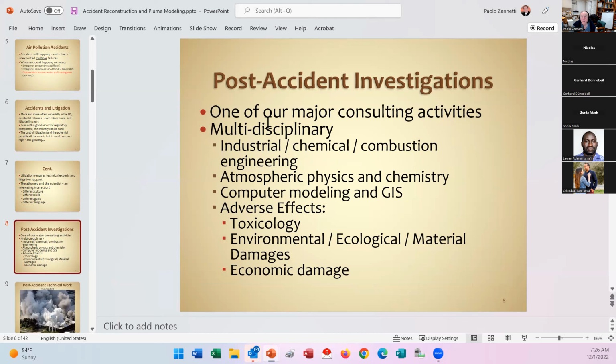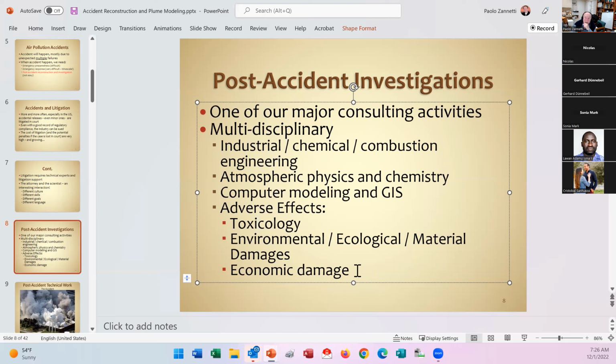The beauty of accident studies is that it's multidisciplinary. A project is never just air pollution modeling. You need to understand engineering issues. You need to understand physics and chemistry. You need to understand computer modeling and geographic information systems. You need to be aware of the adverse effects. You have to have some notion of toxicology, on environmental damage, or economics, or you need to work with other experts that are hired to work with you.